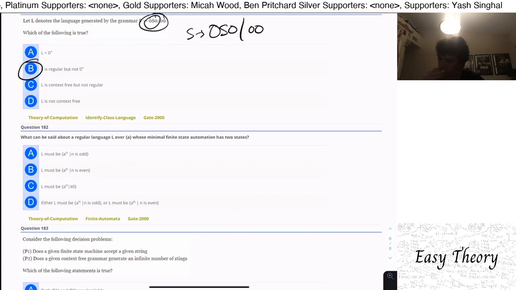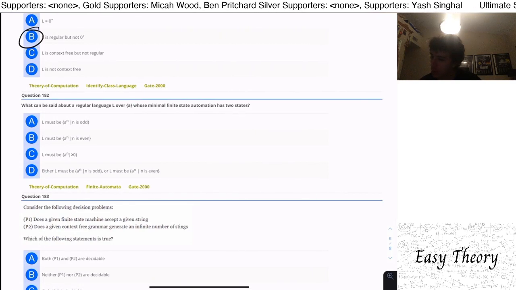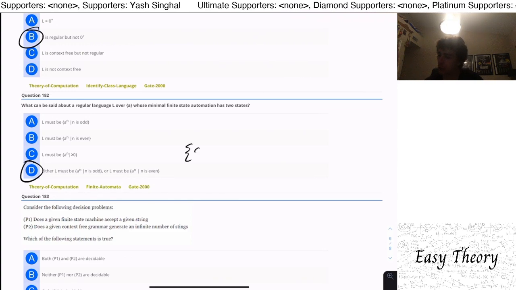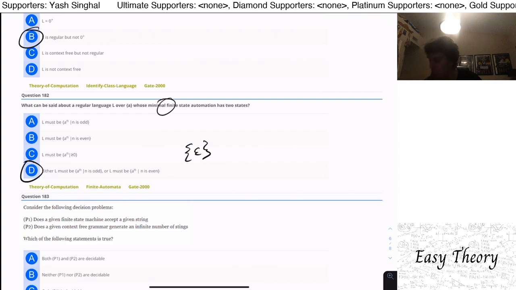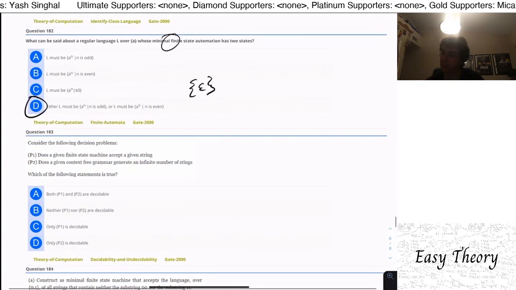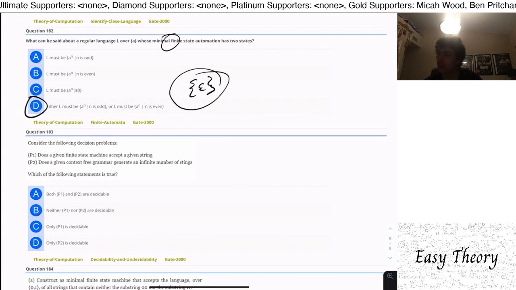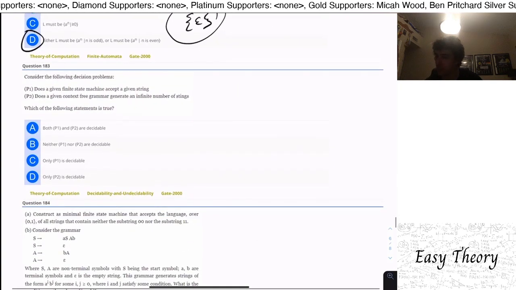So we're still alive. What can be said about a regular language whose minimal finite state automaton has two states? I think we did this one in office hours. It was D in this case. And we were able to show that this question is actually wrong. You can also get the empty string. The fact is that it doesn't say deterministic here. If it said deterministic, then you can actually get more. If it was non-deterministic, you can still get the empty string, the set containing the empty string.